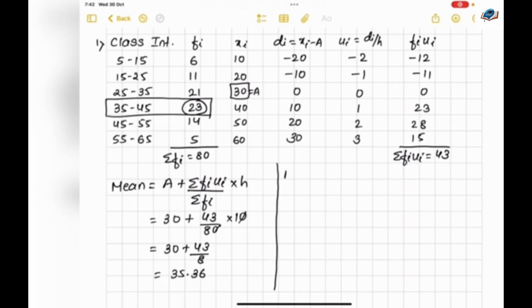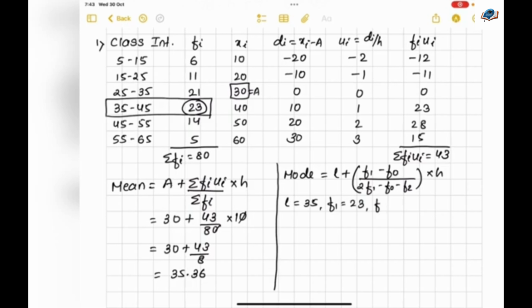So, now mode, let me write the formula first so I know all the values. L plus f1 minus f0 upon 2 f1 minus f0 minus f2 into h. So here L will be the lower limit of the modal class, so that is 35. f1 will be the value at which I have found the maximum value, so 23. f0 will be the value above that value, so 21, and f2 will be the lower value, so 14, and h is the class length, so 10.